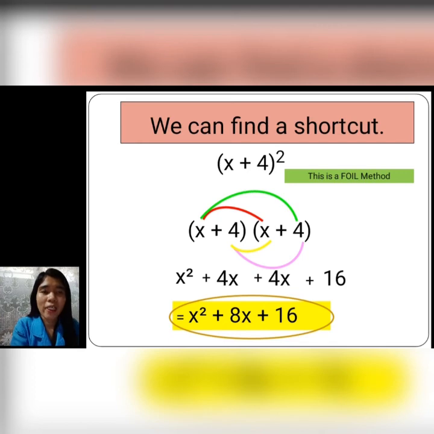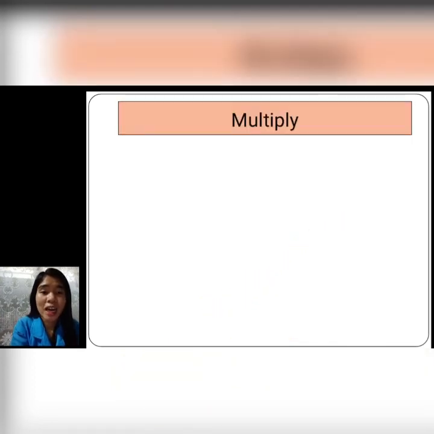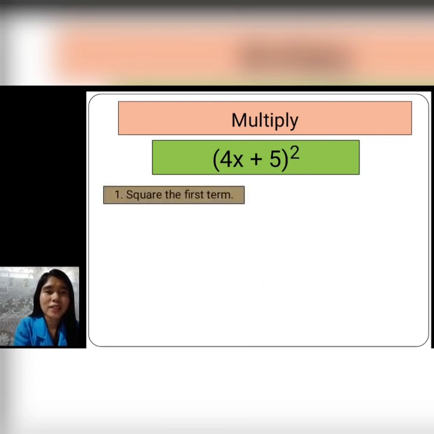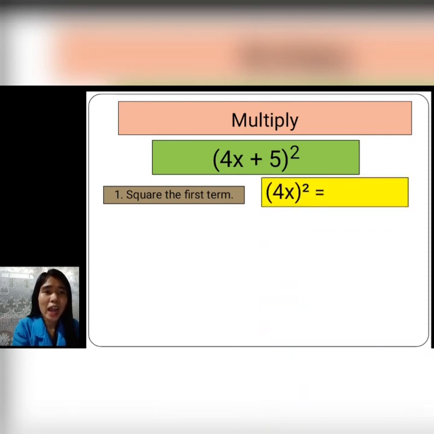How about the other shortcut? So we have here steps in solving a square of a binomial. For example, we have here 4x plus 5 squared. The first step is to square the first term. So we have here 4x, then we will square it. So the answer will be 4 squared is equal to 16. Then just copy the base and multiply the exponent, which is the invisible one. So it will give us the exponent of 2.